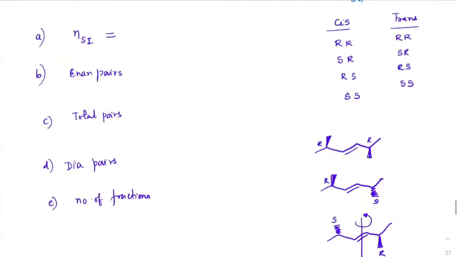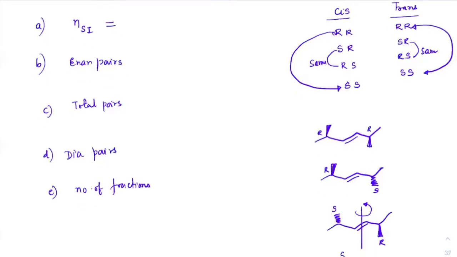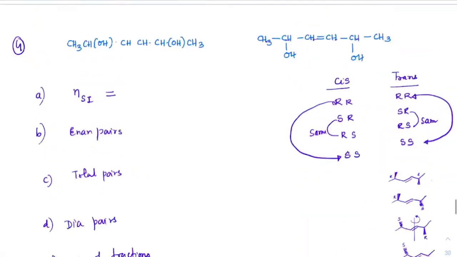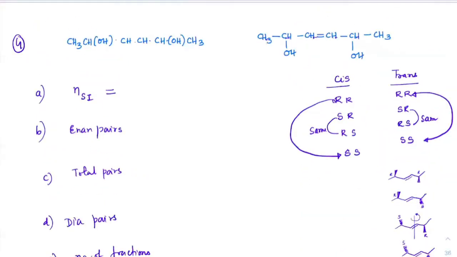Same thing will happen with cis also. SR and RS will be same. So these two are same. These two are same. These two are enantiomers. And these two are enantiomers. That's why I said keep writing and check. That will be easier to get the right answer. So therefore, give me the answer now fast. We have to cover a lot of stuff. Be with me on this. Don't waste time.